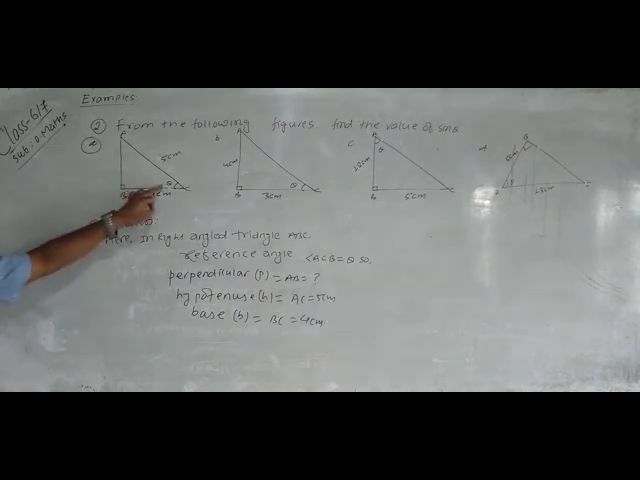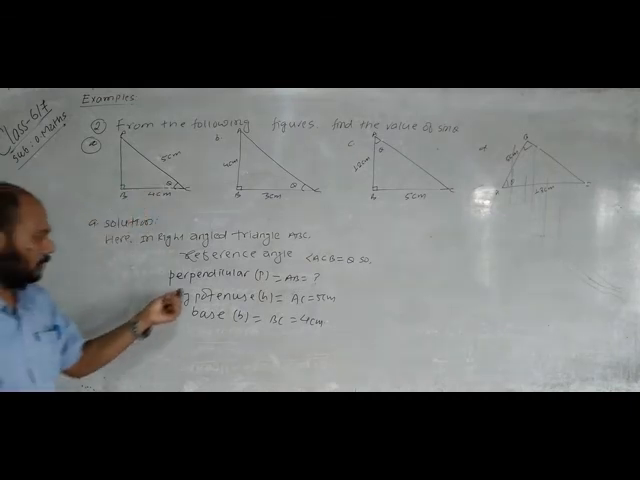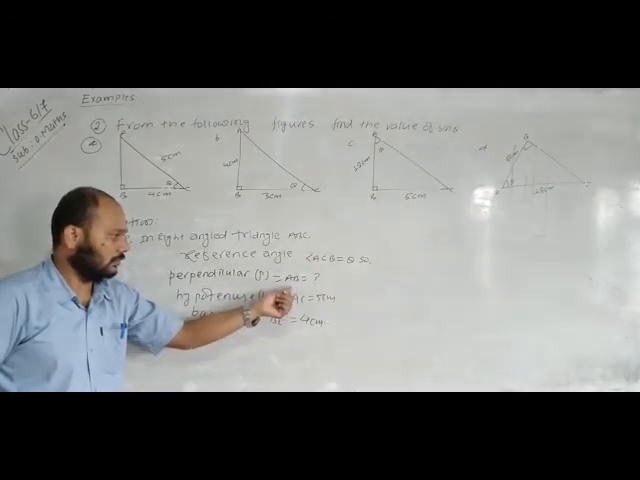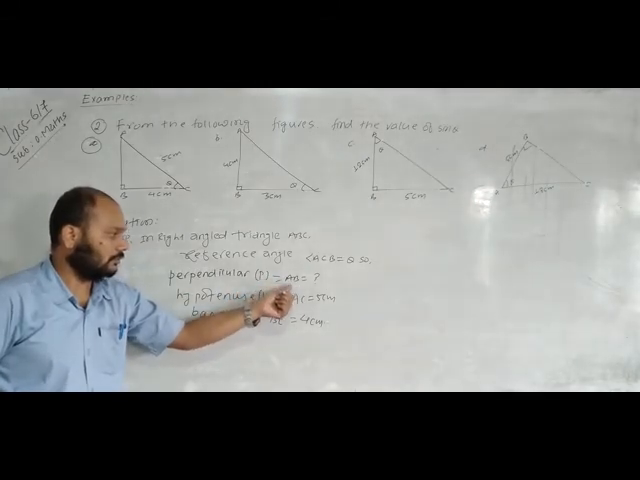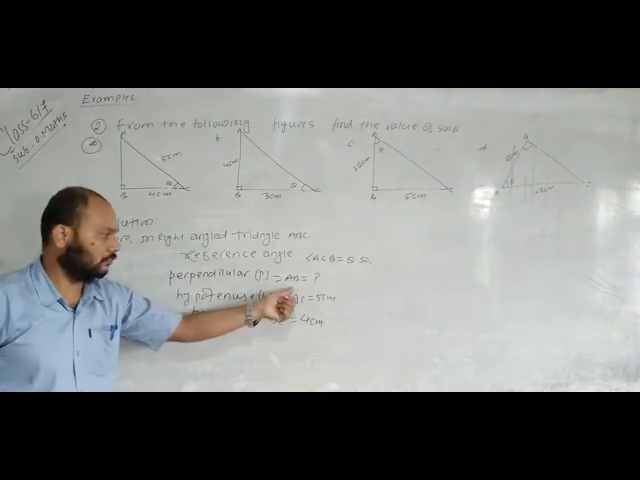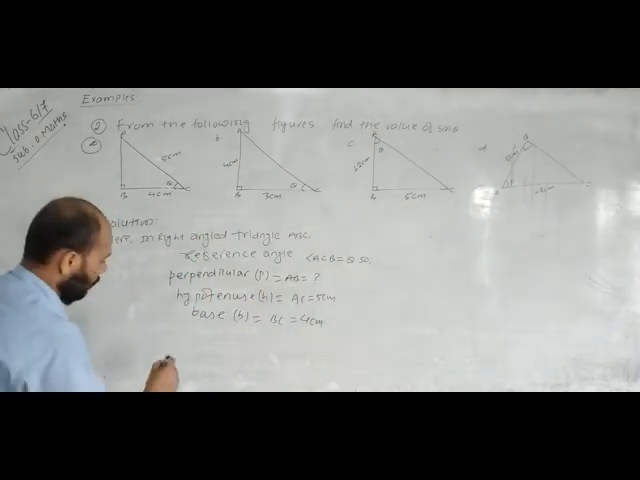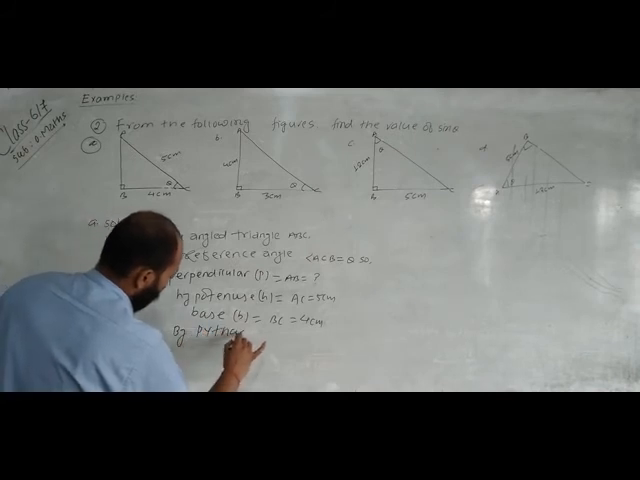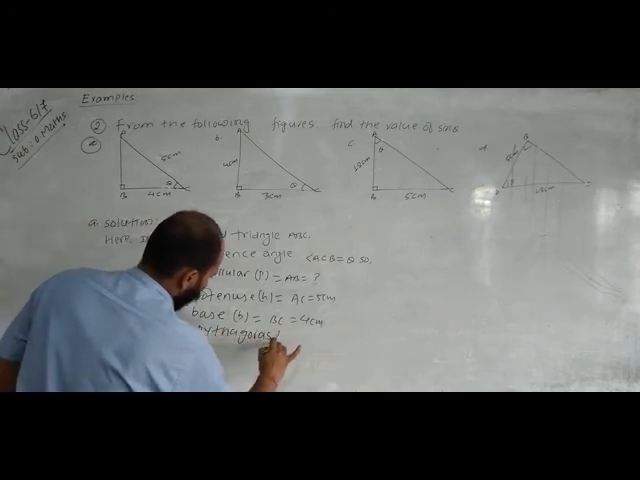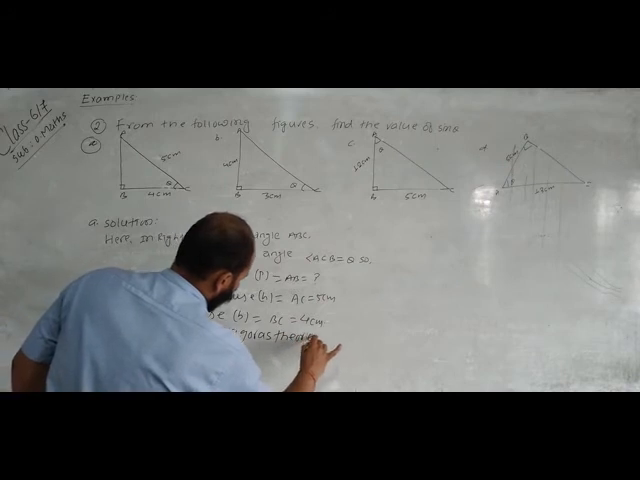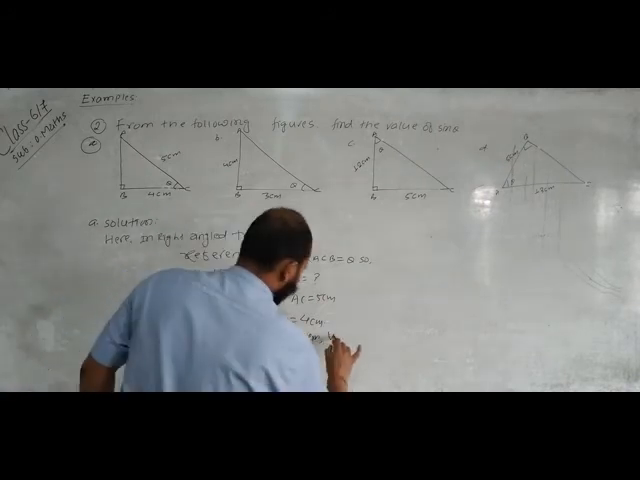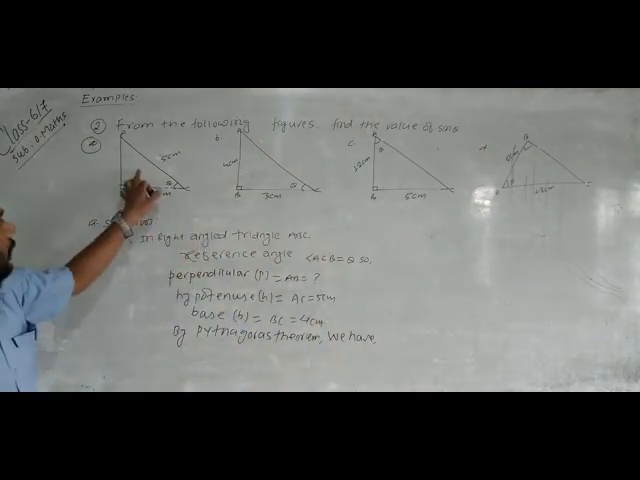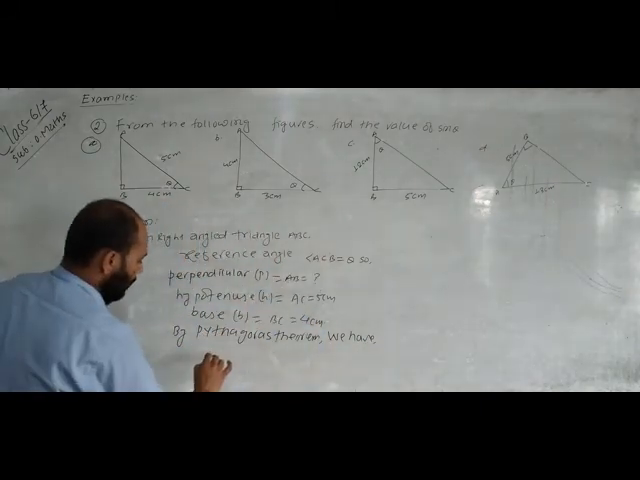Now look here. To find the value of sin theta, first we need the value of the perpendicular, that is AB. You use the Pythagoras theorem, same as example number 1. First you should find the perpendicular. Now look here, by Pythagoras theorem, first we should find the value of AB, that is P.